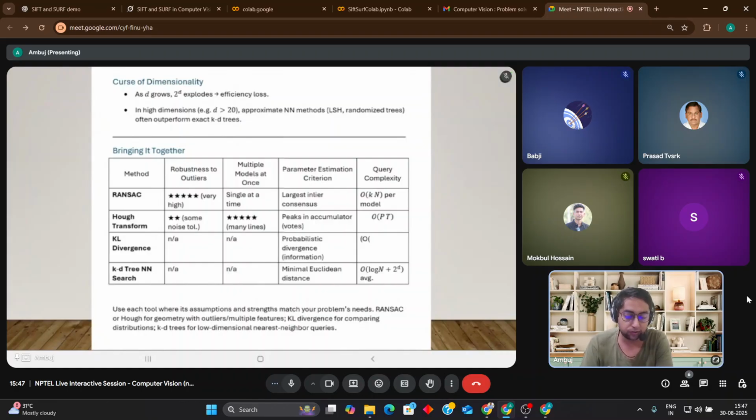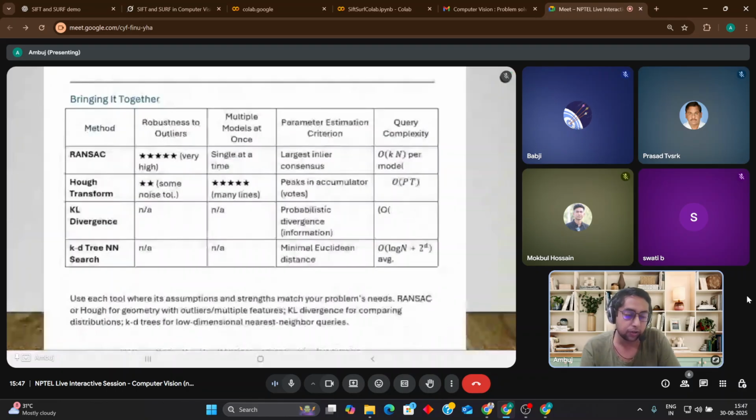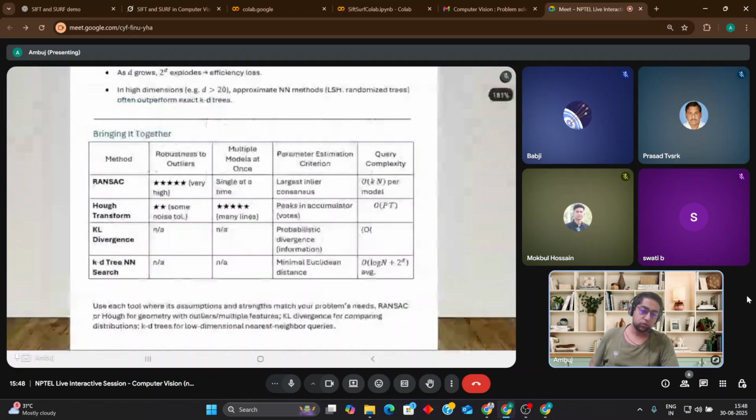RANSAC, Hough transform, KL divergence, KD tree, and in search the query complexity I have demonstrated. I have written it in the last column, as well as the robustness to outliers, whether multiple models are accumulated at once or not, what the parameter estimation is, what the query complexity is. As a design engineer, it is our responsibility to pick which tool to use and involve it in our own use case.